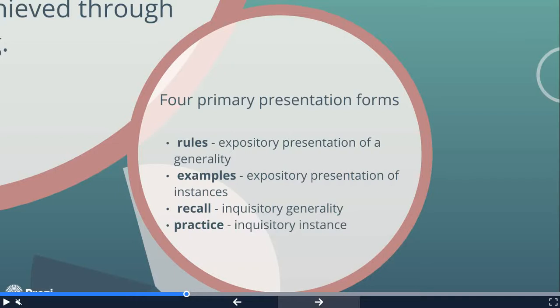The author also introduced four primary presentation forms, which include rules, expository presentation of generalities, expository presentation of instances, recall, inquisitory generality, and practice, inquisitory instance. The secondary presentation forms include prerequisites, objectives, helps, mnemonics, and feedback.